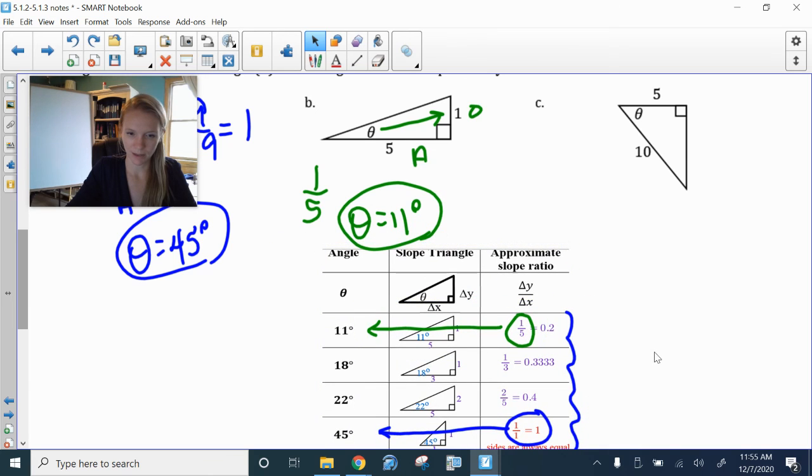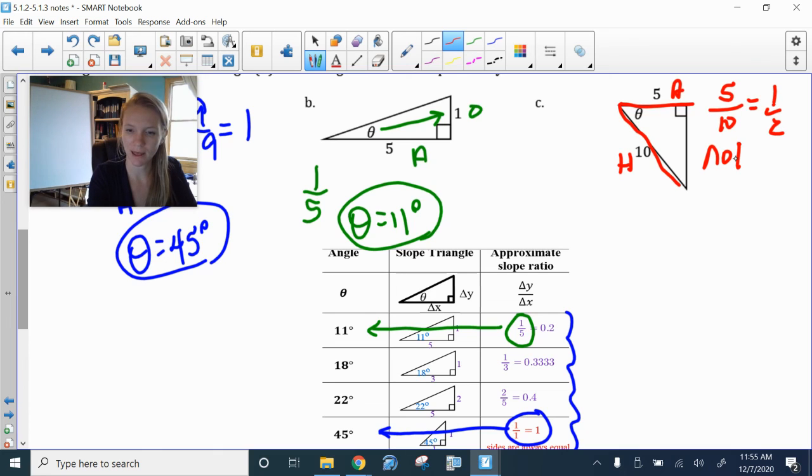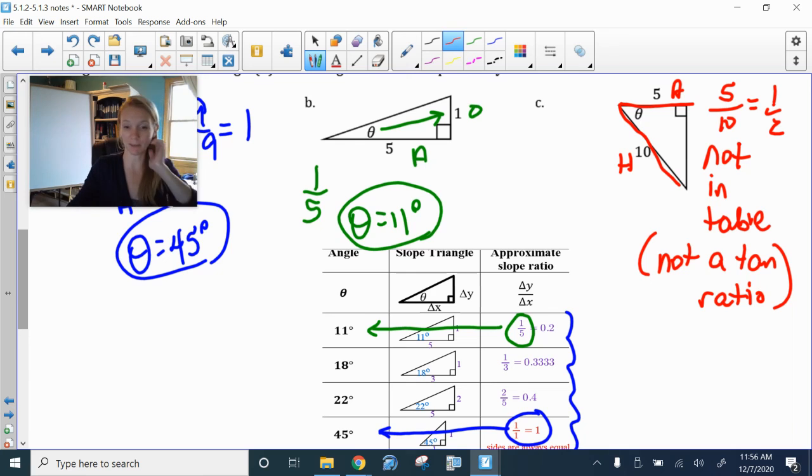That's cool. Okay, so last one, I have my adjacent and my hypotenuse. So that would be 5 over 10, which is 1/2, and that is not in the table. It's also not a tangent ratio, which means it wouldn't be in the table either. So we're going to talk about this one in just a little bit.